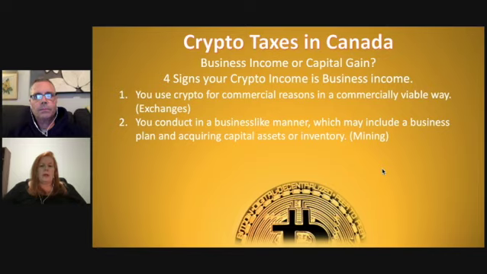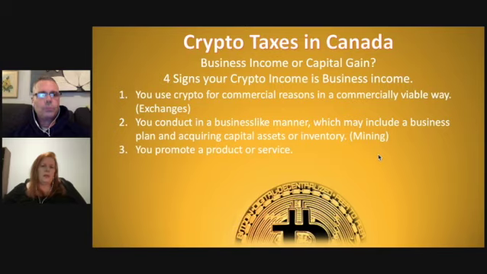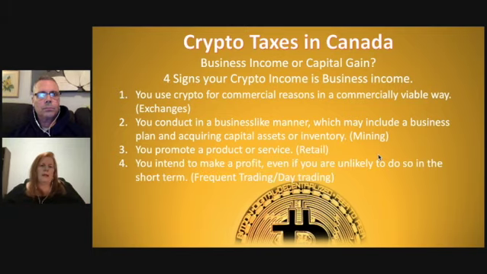So if you are a miner with actual equipment and that's what you're doing, and you're pulling in a lot of coin, that is going to be a business income. Simple as that. Now, the third is that you're promoting a product or service. This is almost in the retail sector. Like if you were a retailer and you're accepting Bitcoin for payment, then that would be considered a business income. And last but not least, and this is the one that will affect most of us.